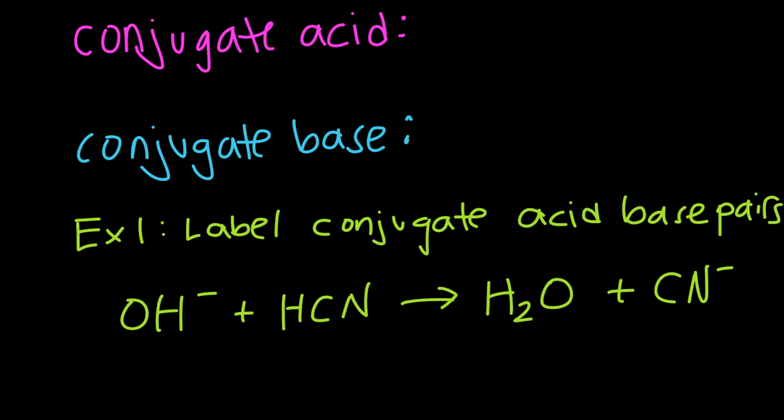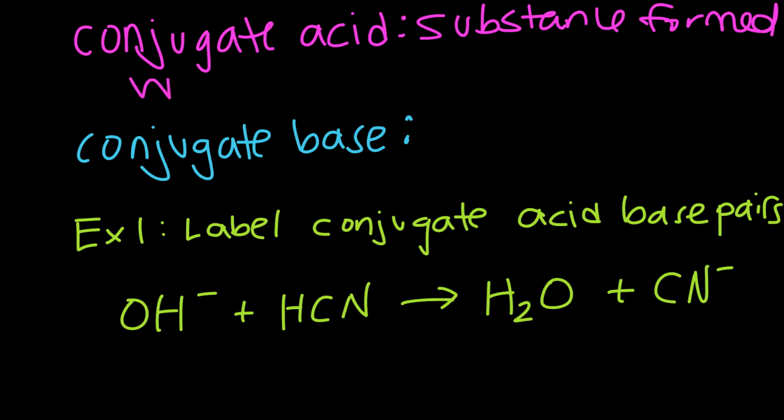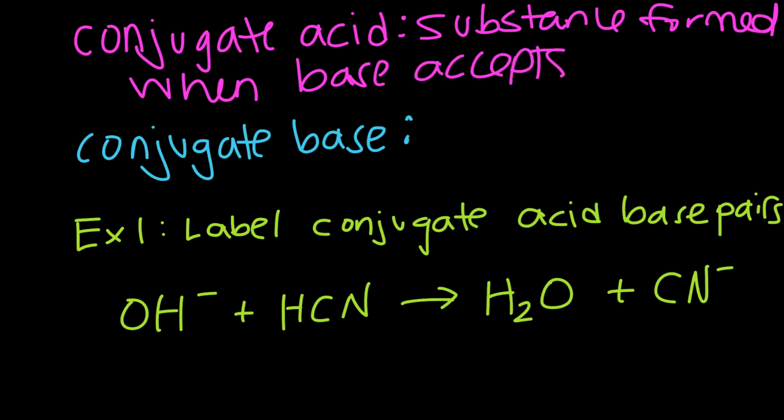In the previous video, I mentioned that the Bronsted-Lowry theory has conjugate acid-base pairs. So let's define what a conjugate acid is. A conjugate acid is the substance that's formed once a base actually accepts a proton. Okay, so the conjugate acid is going to have one extra H plus than the original base did.